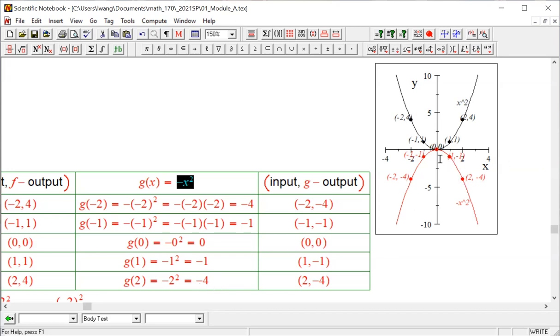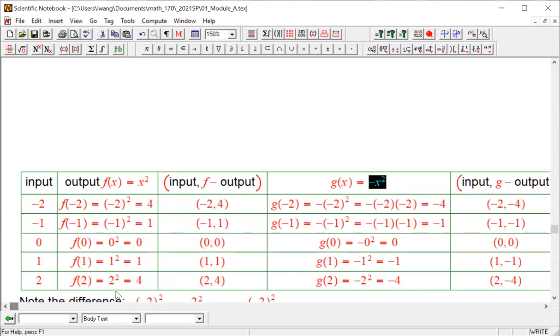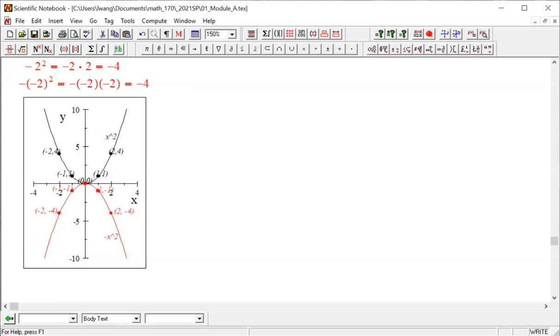So when we connect these red dots, we get the graph of negative x squared. Here we're going to summarize what we have done. On this graph, this will be the graph for x squared, and this will be the graph for negative x squared. Of course, it's marked here.